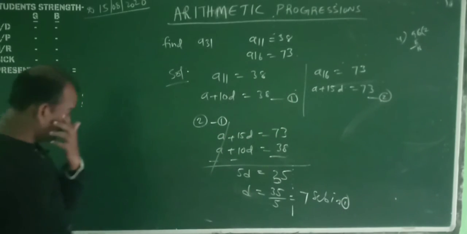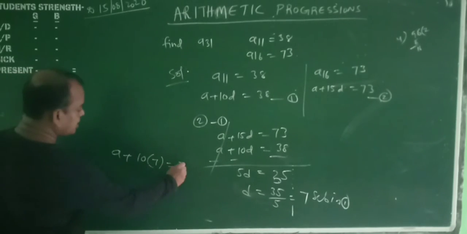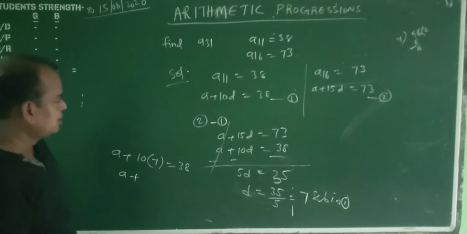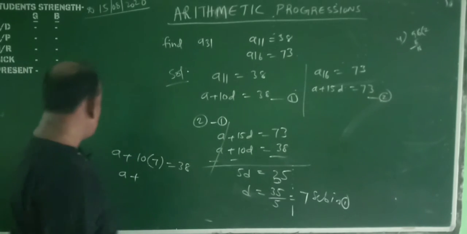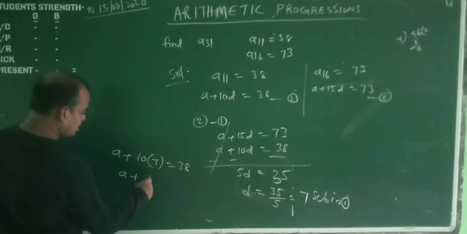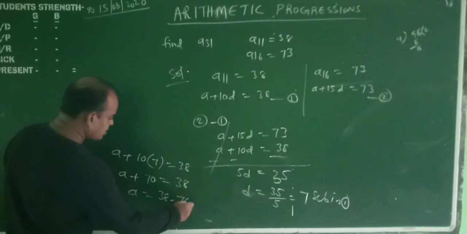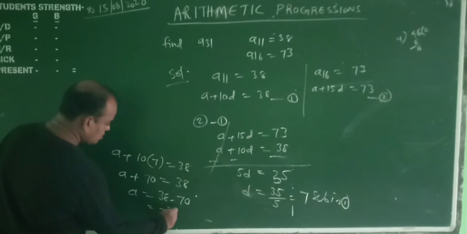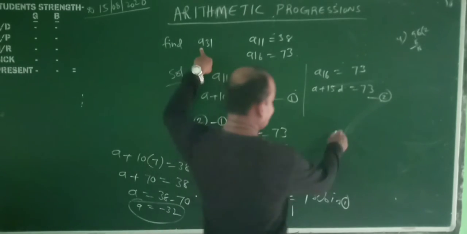Substitute in 1. A plus 10 into D, 7, is equal to 38. A plus 70 is equal to 38. A is equal to 38 minus 70, which is minus 32. A value is minus 32.